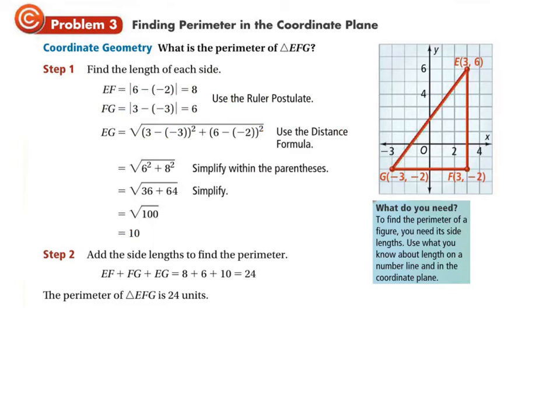So you have to sum up these sides. You've got 6, 8, and we found this one is 10. So 8 plus 6 plus 10 is 24, and the perimeter of this is 24 units.